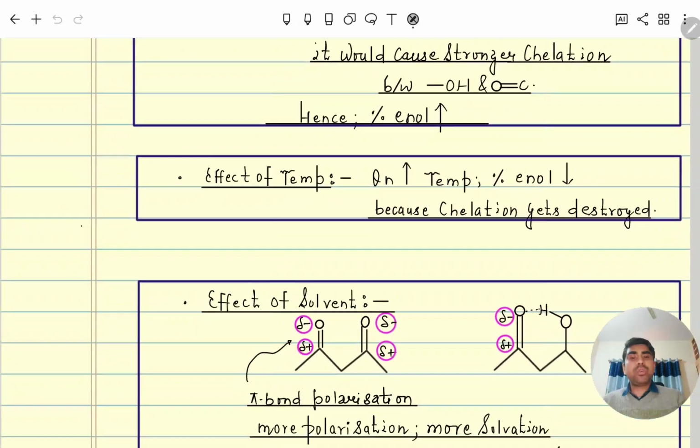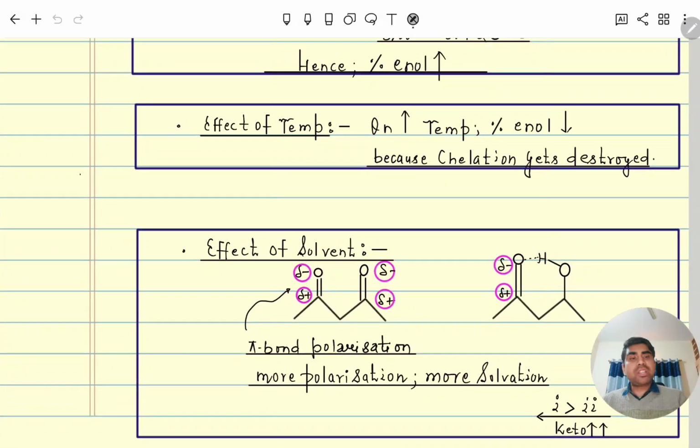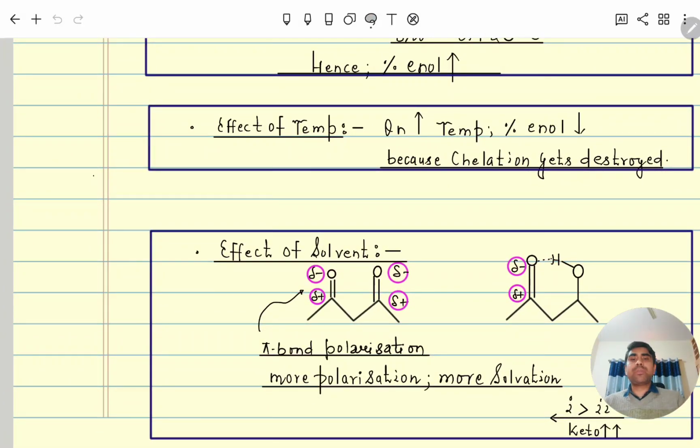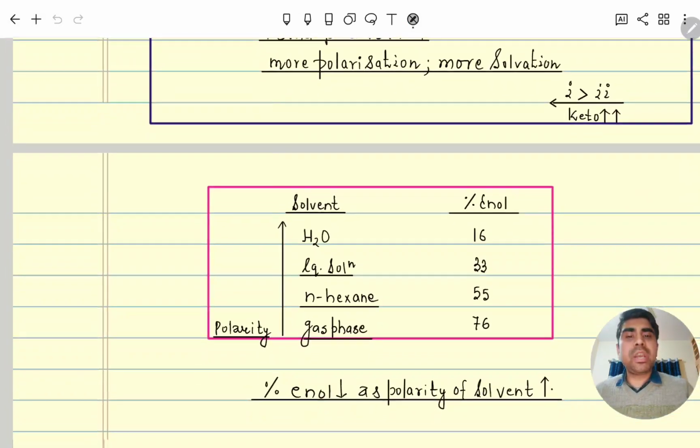The third point which I told is only valid in gaseous phase. If we keep it in aqueous phase, you can see in keto, 1,3 diketo, polarization is more. With more polarization, its solvation, meaning interaction with water, is more. Whereas in enol, only one polar part is there, so water interaction is less. Understood? Since polarization is more, its solubility will be more.